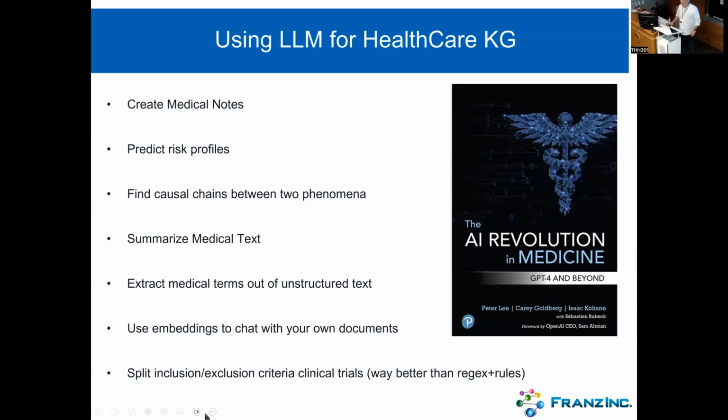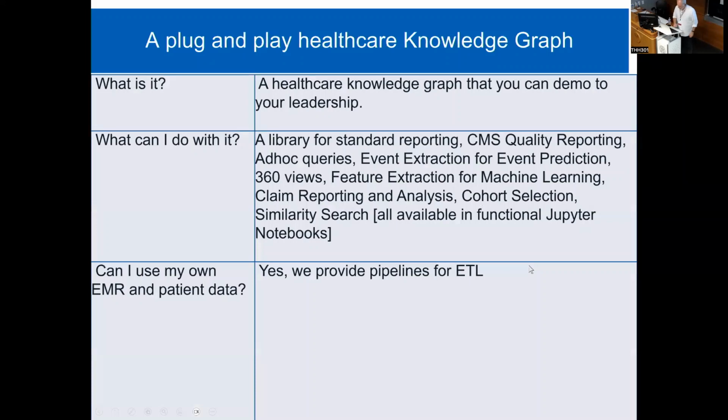And I have this picture of this book here, by the way, the Aasman book about the future of artificial intelligence and generative models in healthcare. A lot of the things we do now with our knowledge graph are already described in this book.